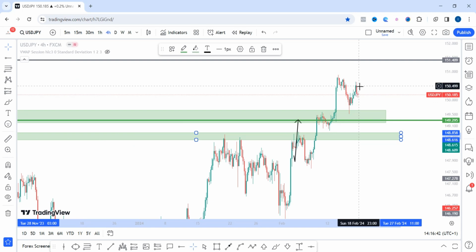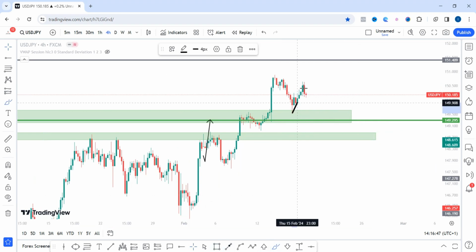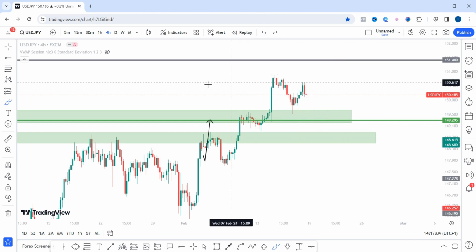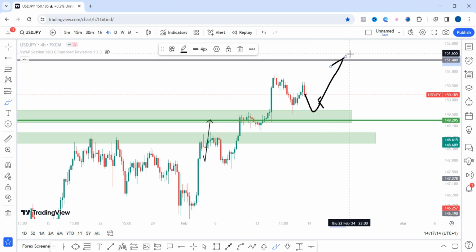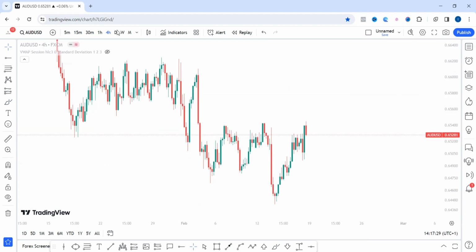So even this temporary push to the downside may just be price trying to form a double bottom, something like this, before we rally to the upside. So next week on USDJPY, I am bullish. Like I said, I would like to see something like this, then a rejection of this zone, for price to continue higher until we come into 151.409.